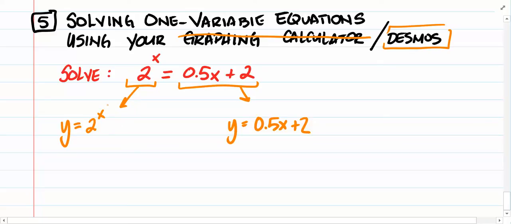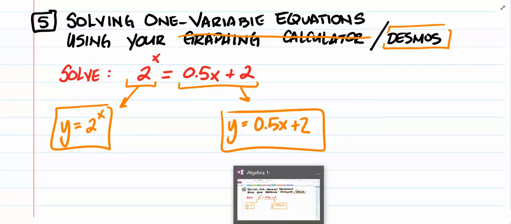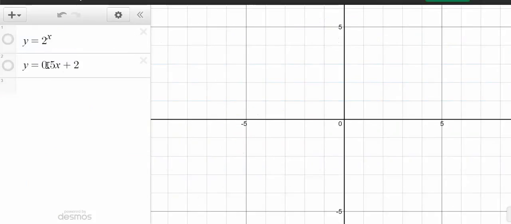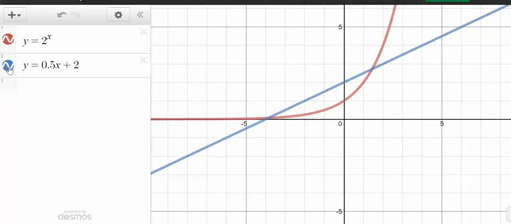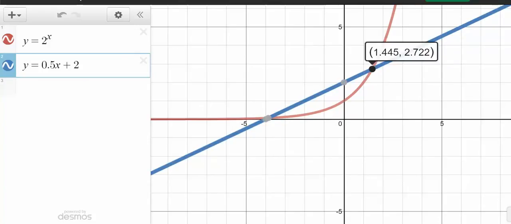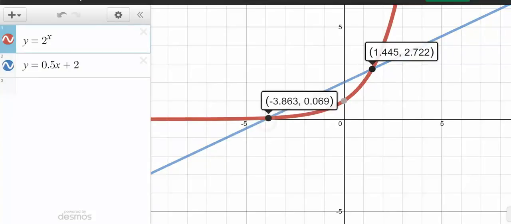So I have these 2 separate equations, and I want to know when they are equal. I'm going to go over to Desmos, and I've already plugged these in. I have y equals 2 to the x, and y equals 0.5x plus 2, and I'm going to turn both of them on and graph them. When you're in Desmos, if you click on the line, these gray dots show up. You can click on exactly where the 2 lines cross. So if I click on that one, the red one, I can see exactly where the 2 lines cross at that point.